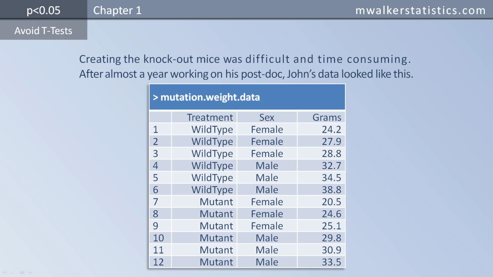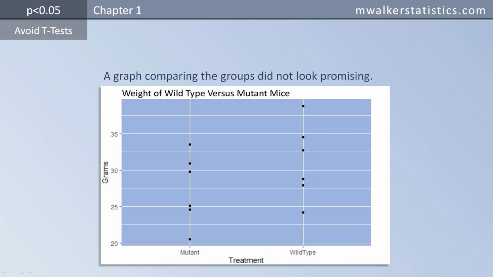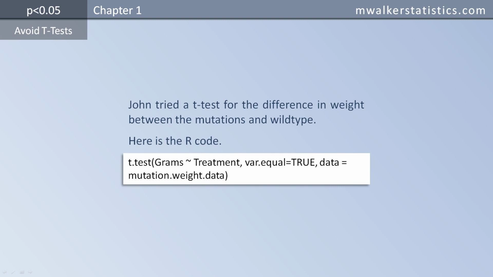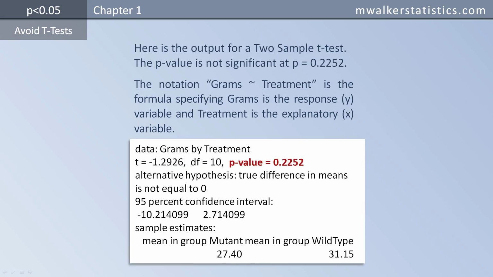After almost a year working on his postdoc, John's data looked like this. A graph comparing the groups did not look promising. John tried a t-test for the difference in weight between the mutations and wild type. Here is the R code. Here is the output for a two-sample t-test. The p-value is not significant at p equals 0.2252.